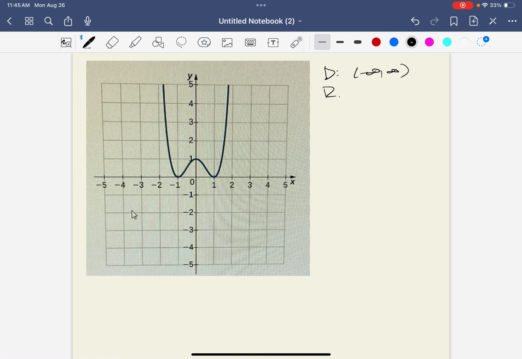The range is the outputs that got used up. I think it's pretty clear that the lowest output we ever get is 0, and it goes all the way up to positive infinity. Because remember in the directions that it says, assume that this graph goes on forever.